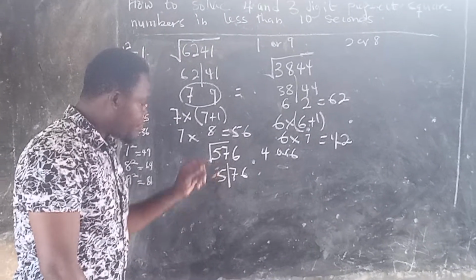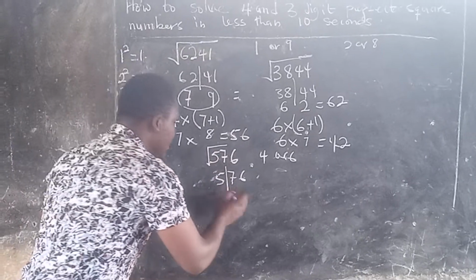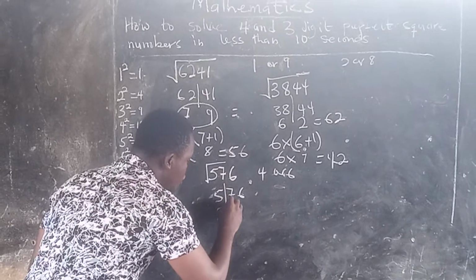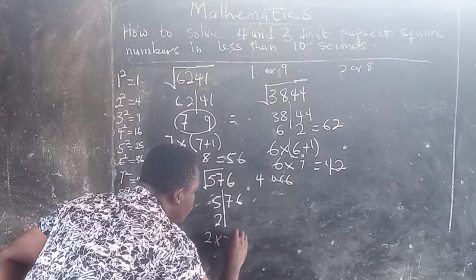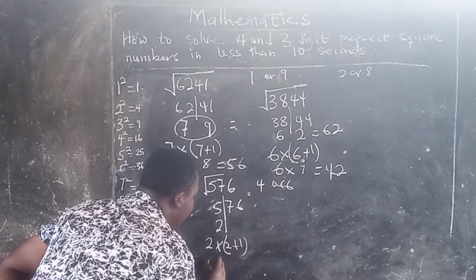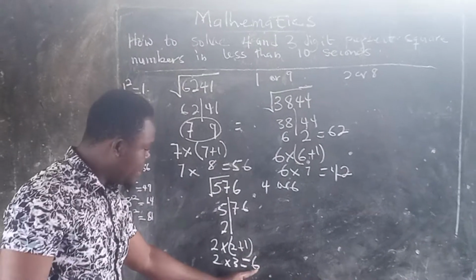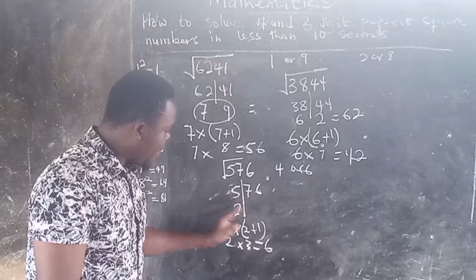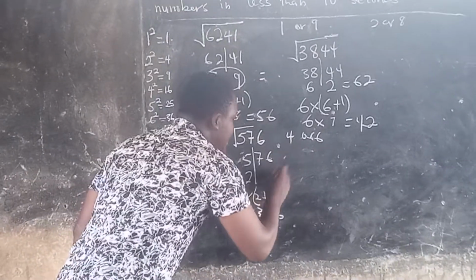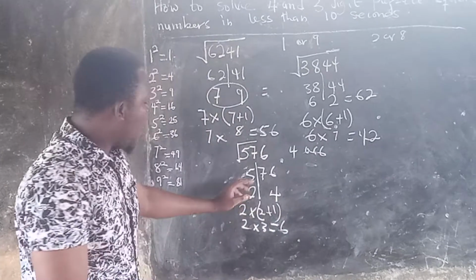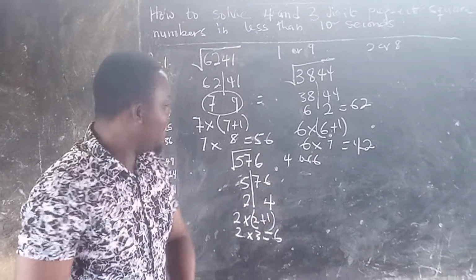The possible perfect square closest to 5 is 4, whose square root is 2. The next step is that you multiply 2 times 2 plus 1. So we have 2 times 3, which is equal to 6. This 6 is greater than 5, so we have to choose the lesser one, which is 4. So the square root of 576 is equal to 24.